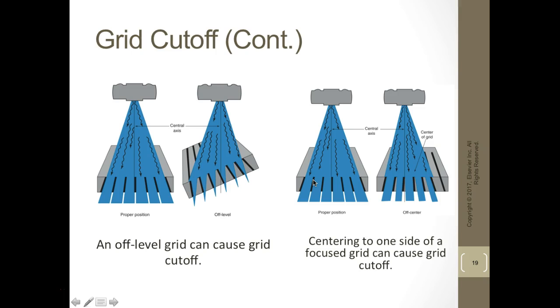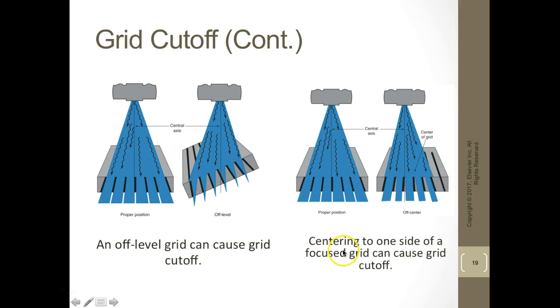And this gives you an idea. So this is an off-level grid that causes grid cutoff. And a lot of the times when you have a focus grid like this, a linear focus grid, and you're shooting a KUB on an ICU patient on an air bed, you're not going to have it totally flat. So you're going to have some grid cutoff where you're going to have some missing data on there. So it's really important that you try to get that grid as flat as possible. A lot of times we'll have them turn the air bed off so that we can get the plate with the grid cap on it as straight as possible.